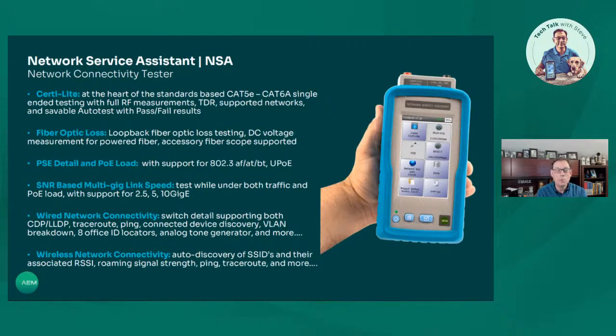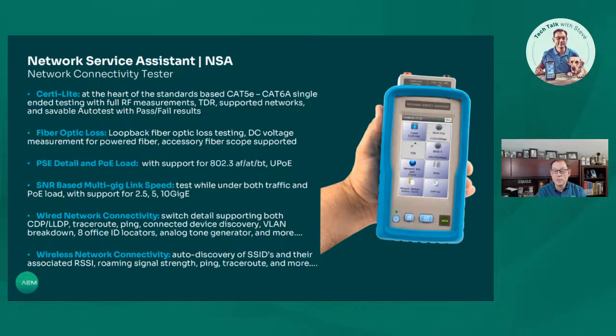You can save test reports just like you would with a certifier. You'll use the same PC software to provide PDFs for your customers if you need to. We also do fiber optic loss testing. We do a loopback loss test. We also measure the DC voltage for hybrid powered optical fiber. So if you are installing a hybrid powered fiber to provide power over an electrical pair to a remote device, such as a PoE extender or maybe a camera, for instance, you can actually measure that DC voltage as part of your optical loss test, and we'll demonstrate that here momentarily.